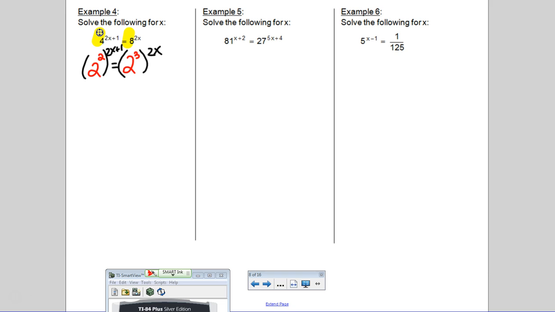So now I'm going to simplify. The base number stays. Power to power, though, I have to multiply those two together. Be careful. You have to distribute the 2. If you want, you may want to write this. So you may want to slow down and actually first write that you want to multiply those 2 together and then multiply it.